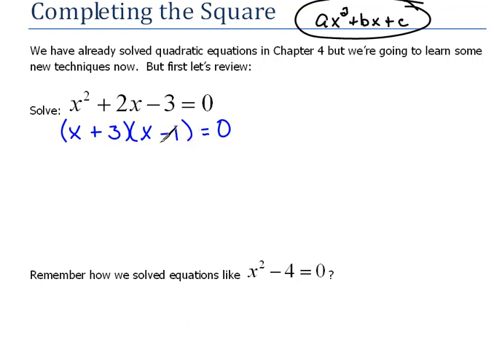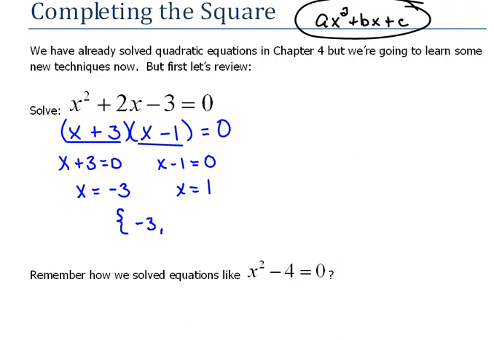Then, if you'll remember, we had a property that was called the zero product property. And that said, if you've got two things that multiply together to get 0, then one or both of them have to be 0. So that means that x plus 3 has to equal 0, or x minus 1 has to equal 0. And then we can solve each one of these mini equations. So either x is negative 3 or x is positive 1. So we had two solutions to this problem, negative 3 and 1.